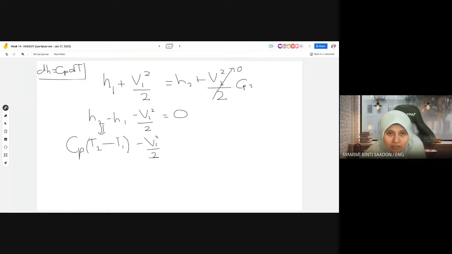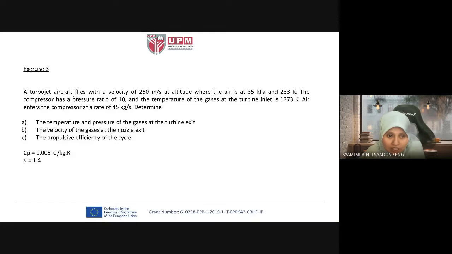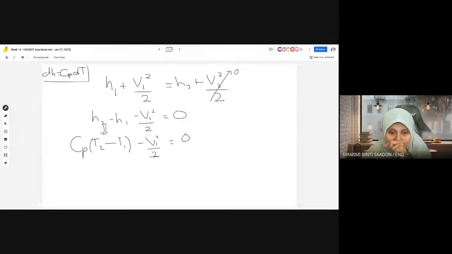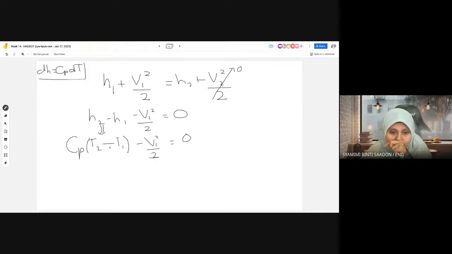This will be given, Cp is 1.005. Okay, I don't need to write it here. So that equals 0 here. So V1 in the question: a turbojet aircraft flies with the velocity of 260 meters per second. So that is your V1, the initial velocity, 260. And T1 and T3 just now, Cp 1.005 kilojoule per kilogram per Kelvin.